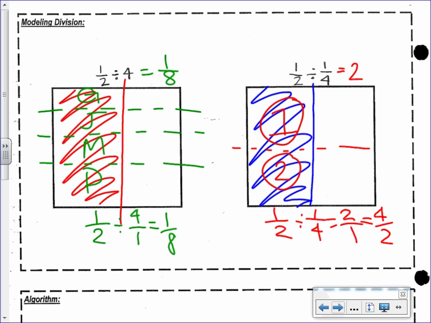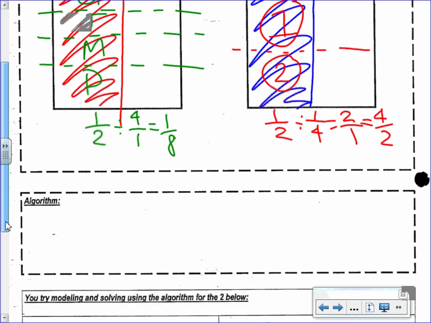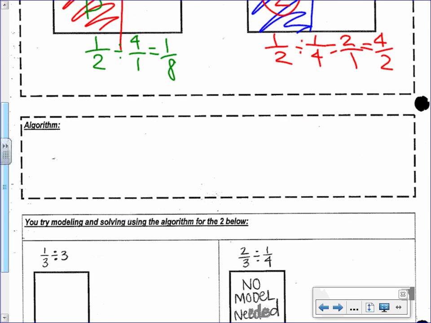All right, at your table, come up with an algorithm. Come up with a rule for dividing fractions. So A over B divided by C over D. Try to figure it out. Come up with something. Talk about it at your table.